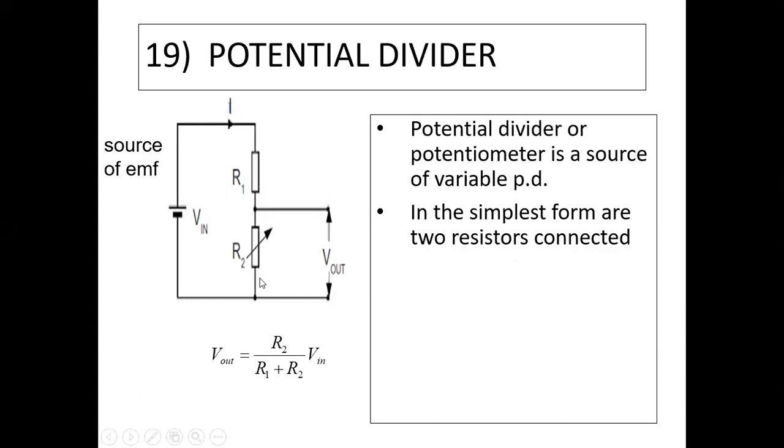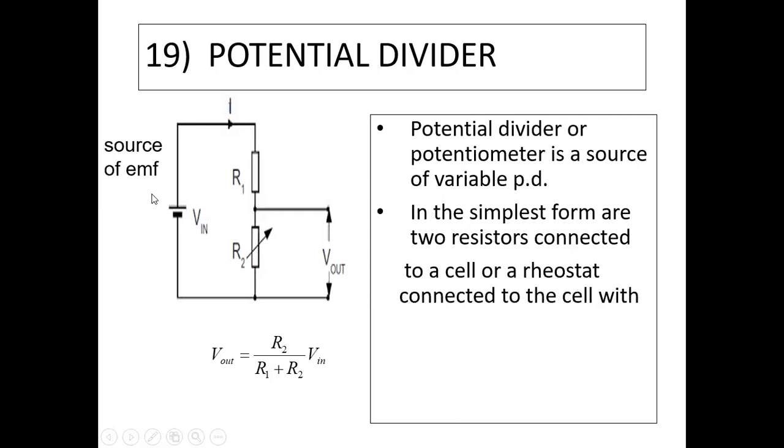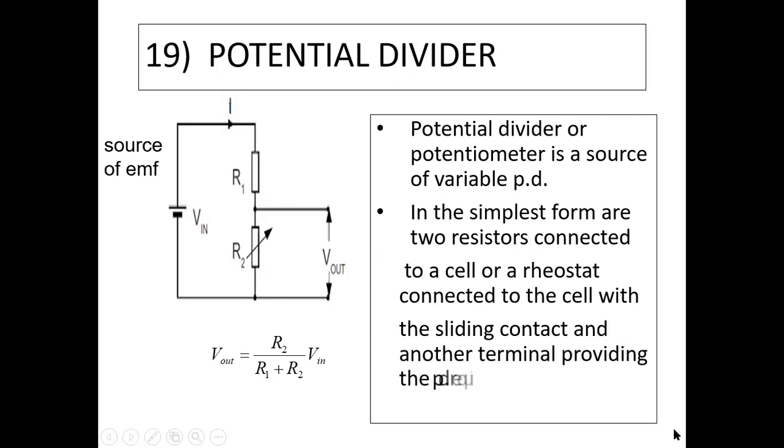Okay, so in this case, this is a potential divider or a potentiometer with variable. There's your variable PD there. So in the simplest form, two resistors connected to a cell, or it can be a rheostat to the cell with a sliding contact and another terminal providing the PD required. Okay, that's what we have shown you previously.